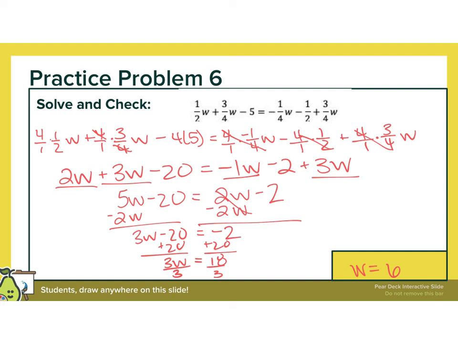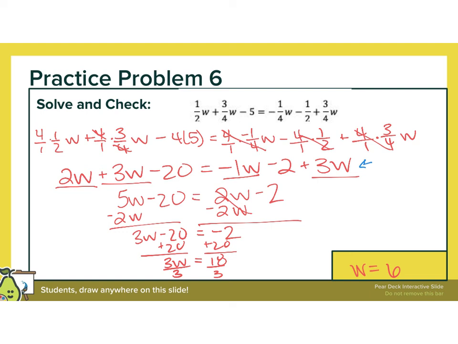It says to check, but honestly, I don't have room. Let me see. I'm going to cheat a little bit, and I'm going to plug my 6 in to this step and see if it checks out.